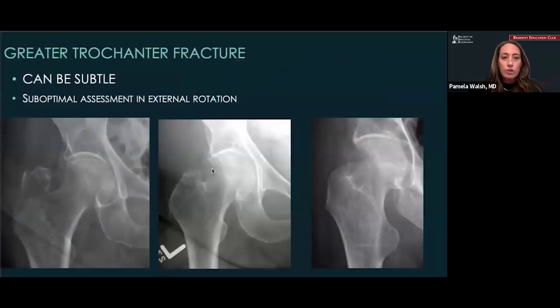And then let's look at greater trochanteric fractures. So they can be really subtle, and again, an area that you do want to scrutinize to make sure that there's not a non-displaced fracture. So here's a pretty straightforward one. But then you can see here's a non-displaced one, which is difficult to tell. And when we have that external rotation, as we see in this patient with the greater trochanter overlying the bone here, it can be really hard to tell.